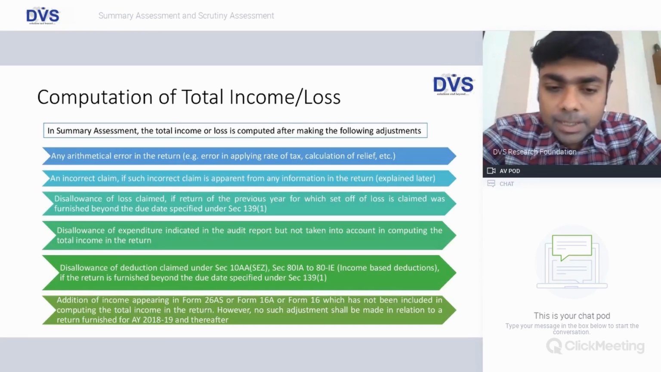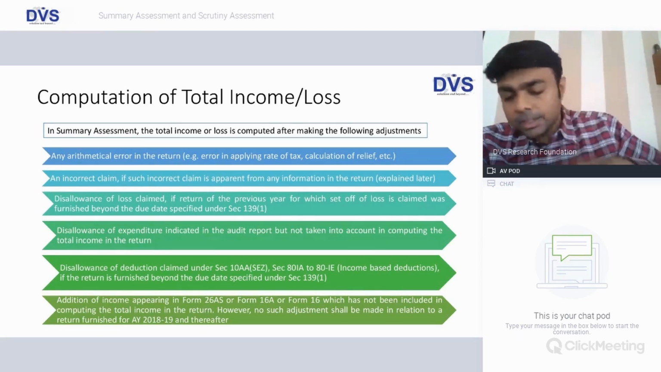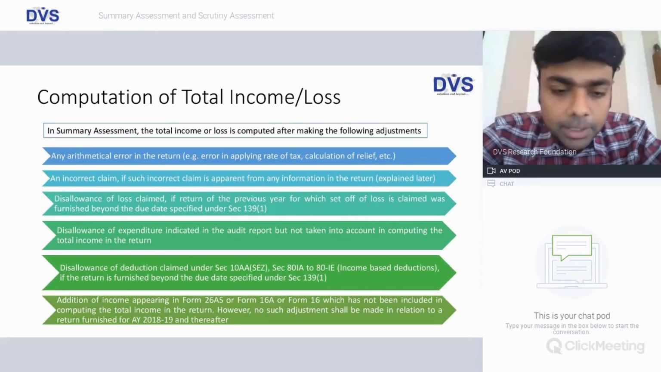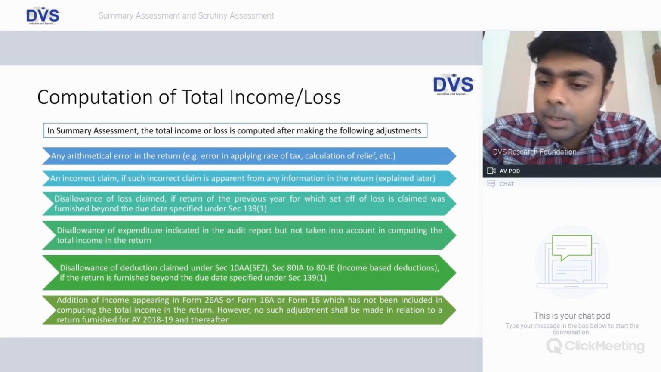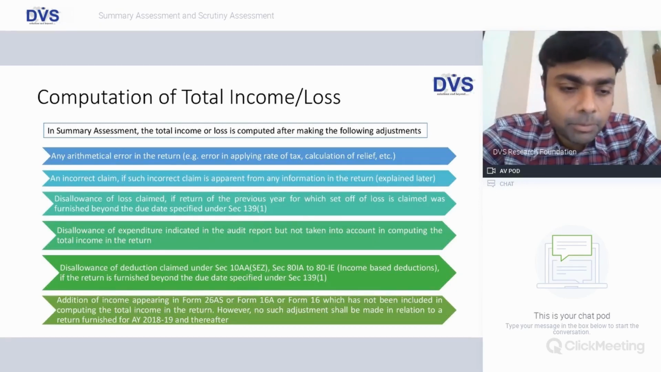Disallowance of deduction under Chapter 3 or Chapter 6A if the return is filed beyond the due date, because both SEZ 10AA and special incomes 80IA to 80IE categorically state that the return of income has to be filed within the due date for providing these benefits.